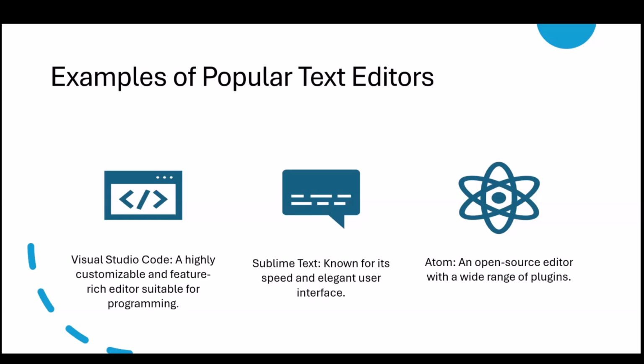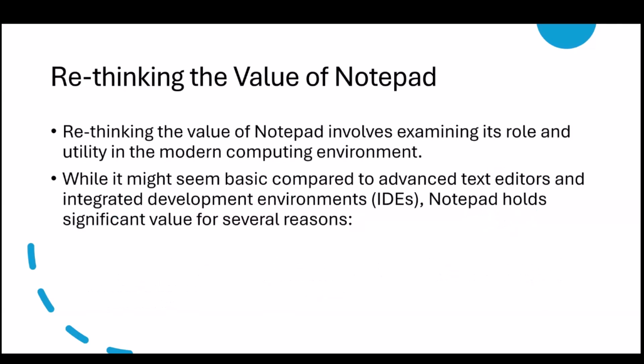Visual Studio Code is a highly customizable and feature-rich editor suitable for programming. Sublime Text, known for its speed and elegant user interface, and Atom, an open source editor with a wide range of plugins. So if you're rethinking the value of Notepad, it involves examining its role and utility in the modern computing environment.